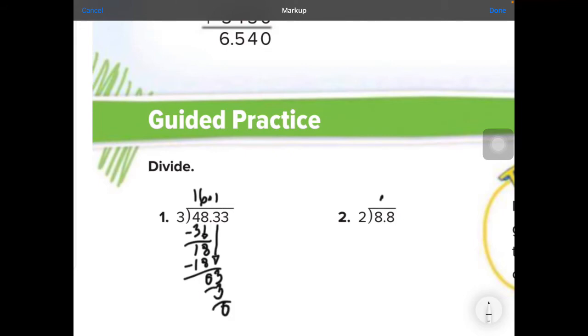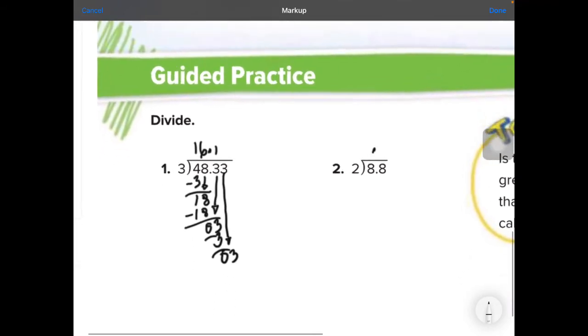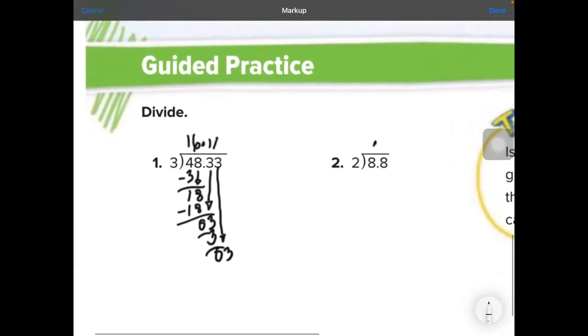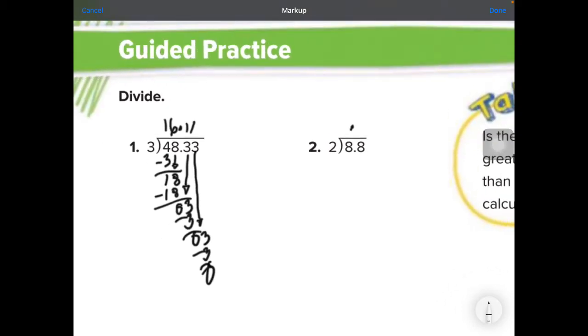Bring down that 3. 3 will go into 3 once. 1 times 3 is 3. 0. Bring down that 3. 3 will go into 3 one more time. 1 times 3 is 3. 0. Okay, it might be handy to grab some graph paper for this lesson because we have a lot of tiny spaces that we're writing this important information in.